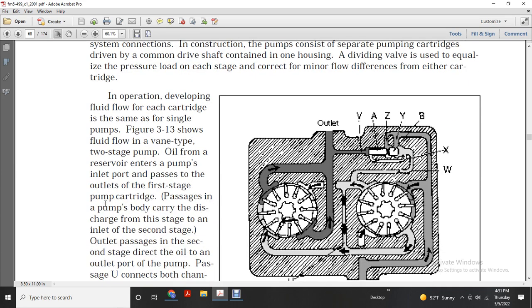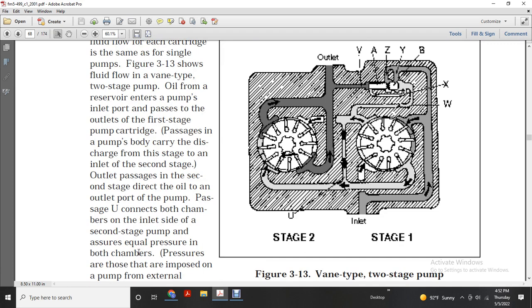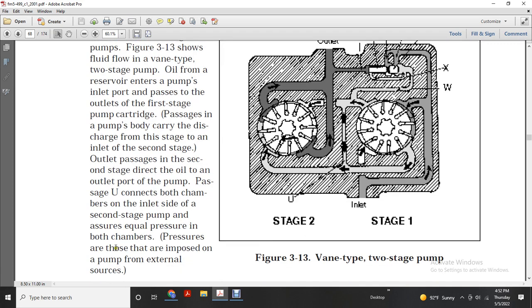In operation, the fluid flow is developed by each of the cartridges, the same as a single pump. Figure 313 shows the fluid flow of the vane-type two-stage pump, with the oil reservoir at the end of the pump, the inlet, and the passage for the outlet. The first stage cartridge has a passage in the pump body that carries the discharge from the first stage. The second stage outlet passage is connected to both chambers of the inlet side of the second stage pump. This ensures equal pressure. The pressures in both chambers are those imposed on the pump from external sources.